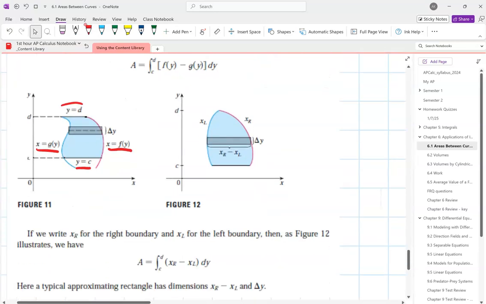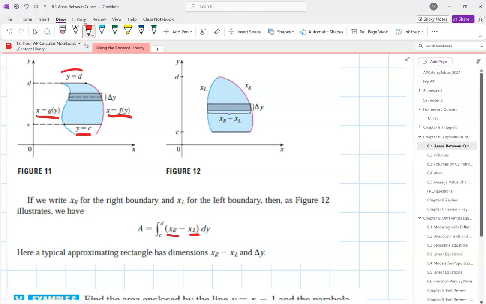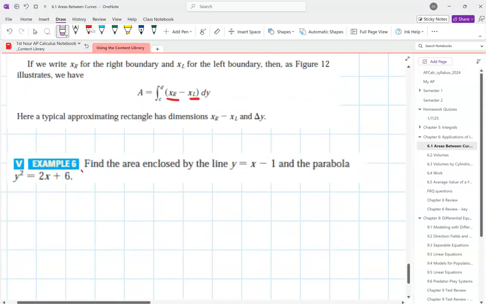Well, its area is just going to be the same thing. It's going to be the right-hand curve minus the left-hand curve. So we're really talking about still building the same kinds of rectangles, just they're going to be horizontal instead of vertical. It still becomes an integral, but now it's with respect to y instead of with respect to x. So nothing has changed.